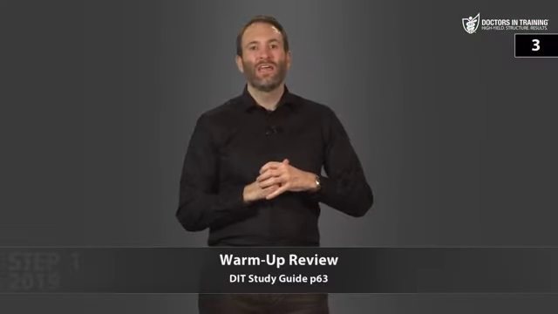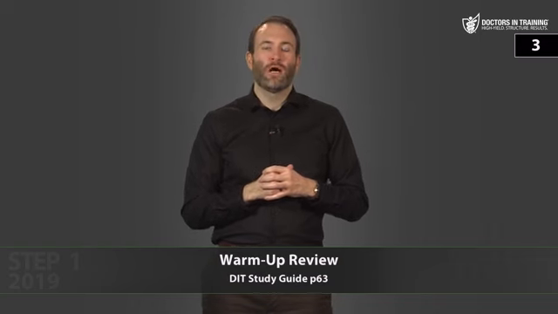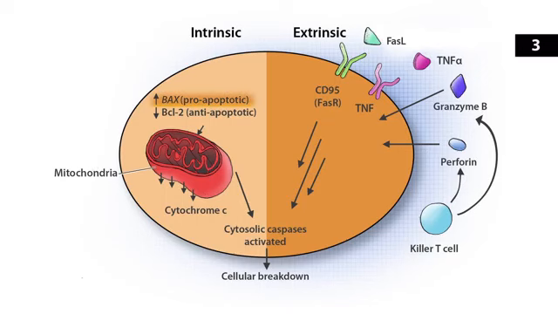Next, how do BAX and BCL2 affect apoptosis? So remember that BAX promotes apoptosis, it's given the X to the cell, and then BCL2 is actually going to inhibit apoptosis. All right, that's it for the review. Let's get to that lecture.